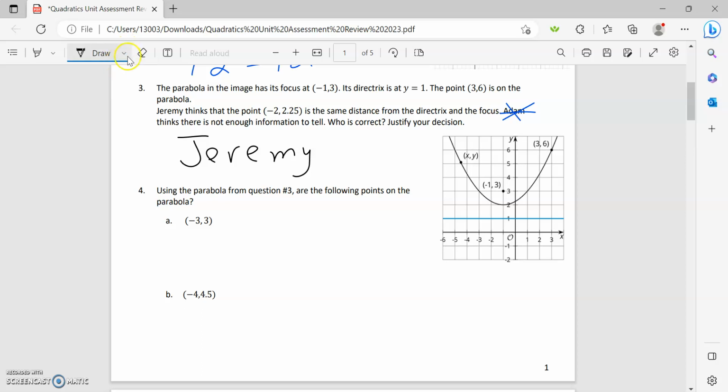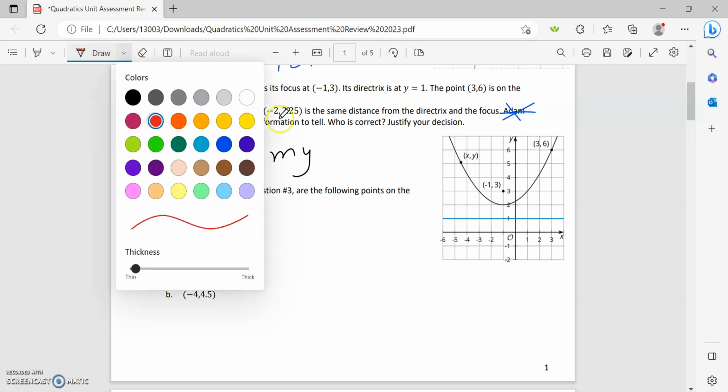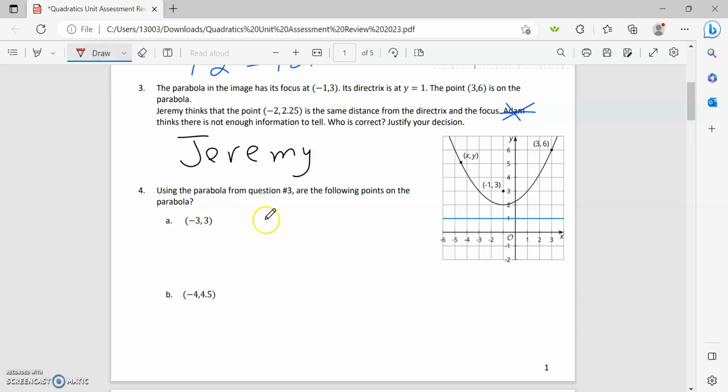So when I look at a problem like this now, question 4 A and B, they're very similar to what we just saw with question 3. It's just saying, hey, are the points on the parabola? Right, so I'm going to plot -3, 3. Okay, well, it's right here, generally speaking.